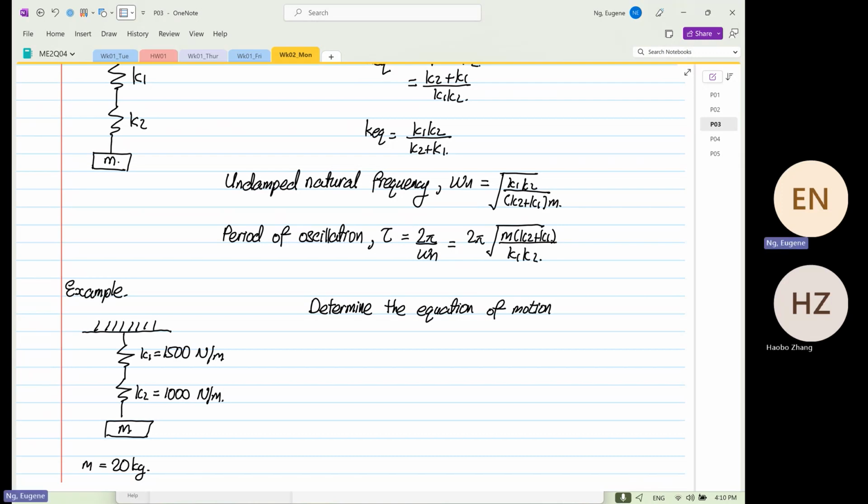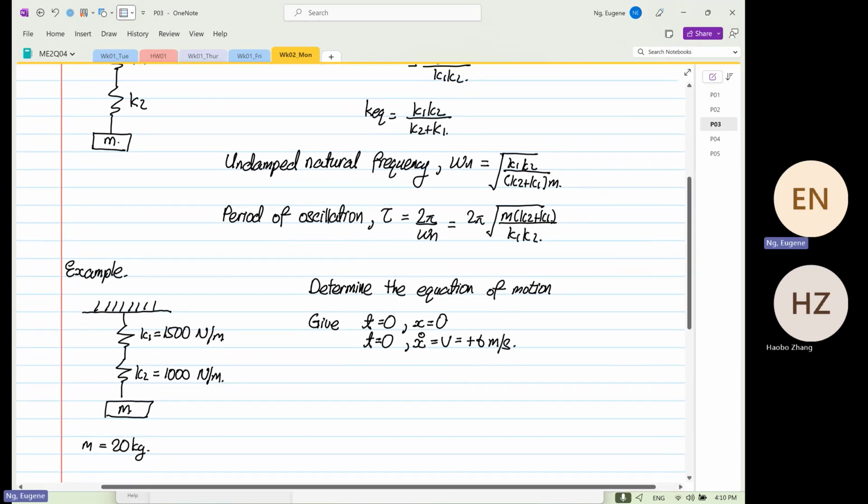Okay, we're going to determine the equation of motion, given that when time is equal to 0, x is equal to 0. When time is equal to 0, x dot, which is your velocity, is going to move downwards by positive 6 meters per second. So we are going to declare that going down, x is positive.